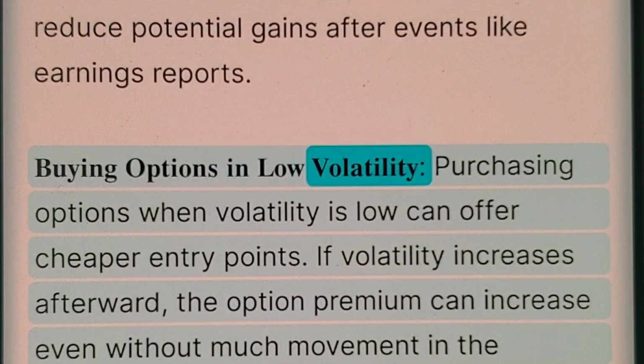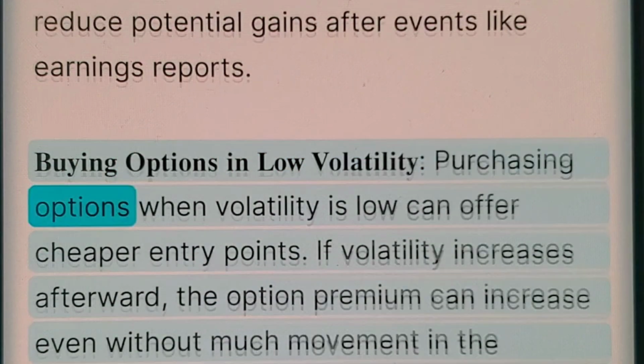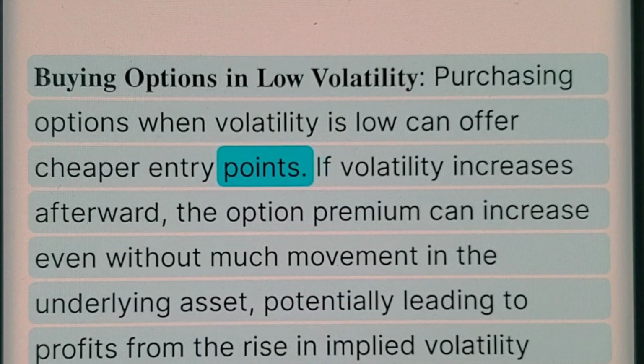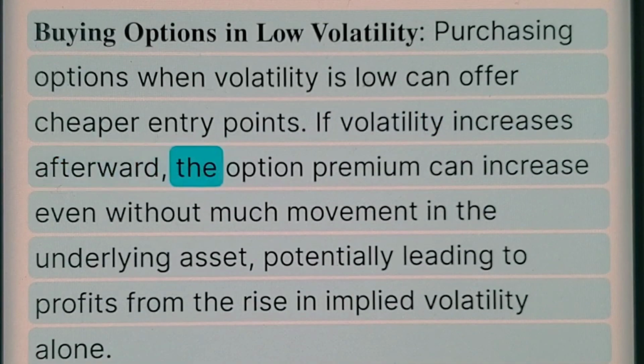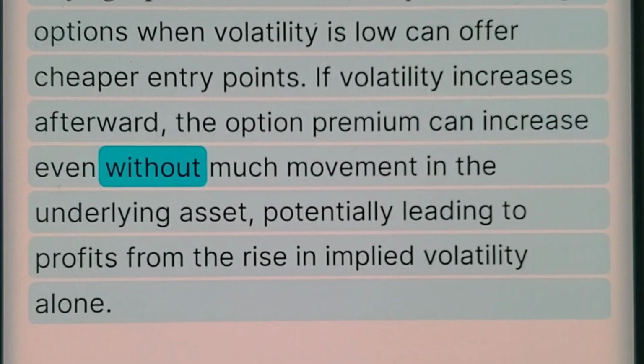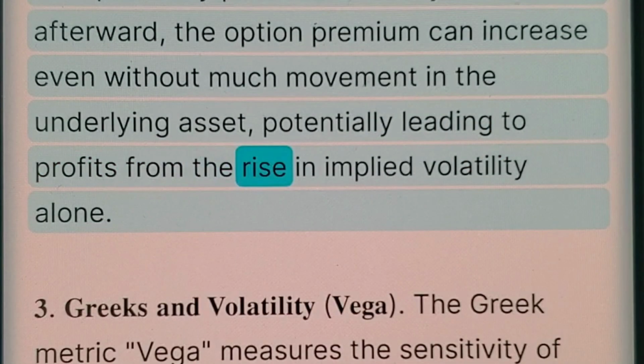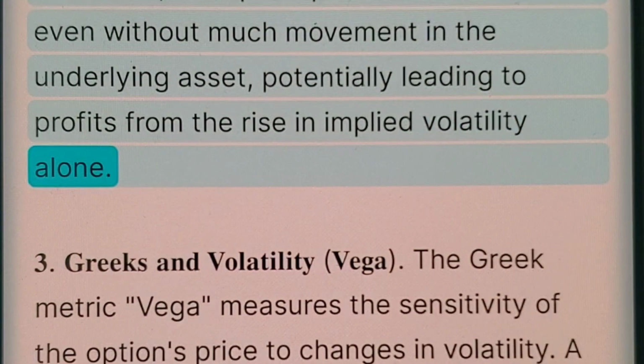Buying options in low volatility. Purchasing options when volatility is low can offer cheaper entry points. If volatility increases afterward, the option premium can increase even without much movement in the underlying asset, potentially leading to profits from the rise in implied volatility alone.